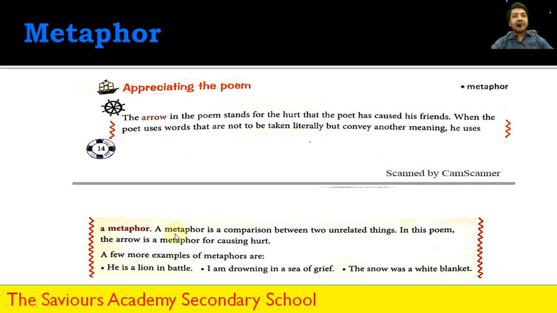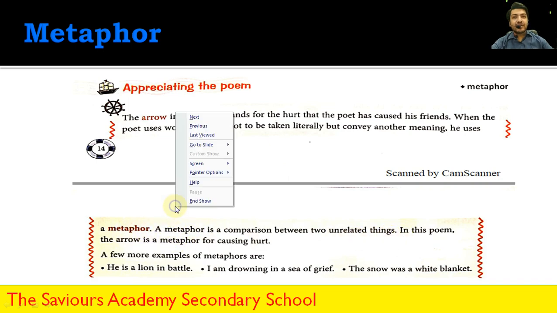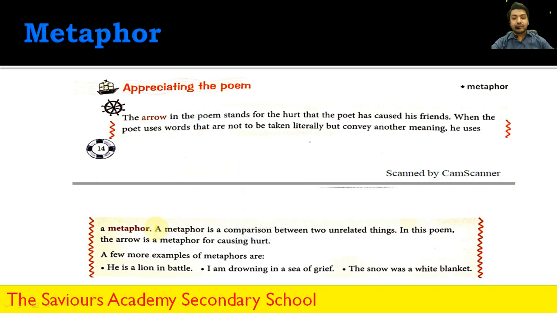Okay, what is a metaphor? A metaphor is a comparison. So what is a metaphor? Let us have this highlighted. Metaphor is a comparison between two unrelated things. Okay, so for example, here the arrow in the poem stands for the hurt that the poet has caused his friends.